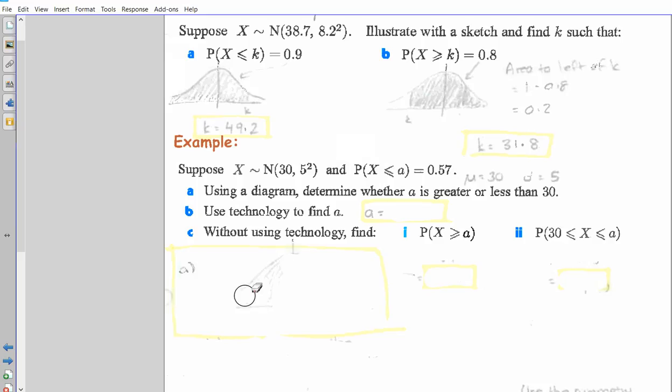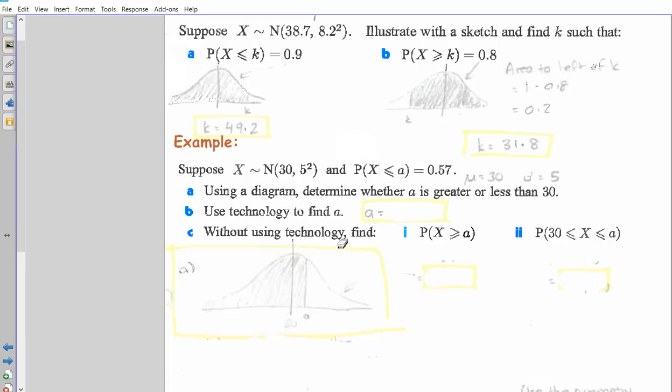So draw your normal distribution. And 0.57, it's more than a half, isn't it? It's more than 0.5. So here's your mean of 30. So if x is less than A, the area to the left of A is 0.57, then A's got to be a bit to the right of the mean, because it's got to have 0.5 plus another 0.07. So 0.5 is the area under the graph to the left of the mean, so you need a little bit just to be slightly right. So A's got to be to the right of the mean.